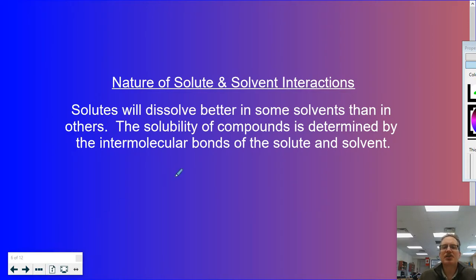Okay, nature of solute and solvent interactions. Solutes will dissolve better in some solvents than in others. The solubility of compounds is determined by the intermolecular bonds of the solute and the solvent it's dissolved in. So we dissolve lots of things in water, but you can dissolve in other items. You can dissolve in alcohol, and we'll show a demonstration of that in chemistry 30.